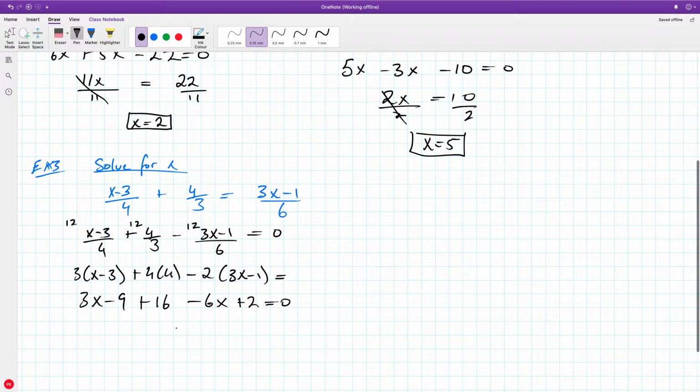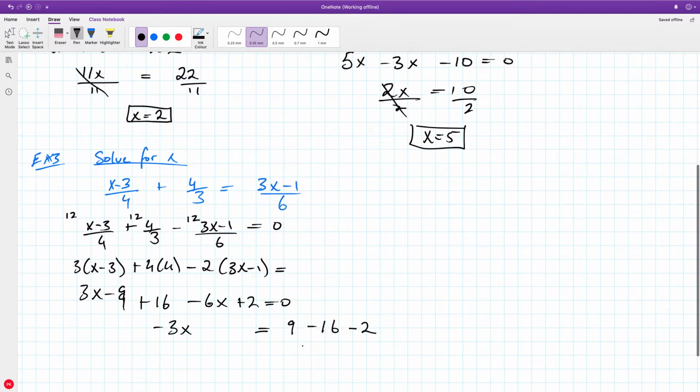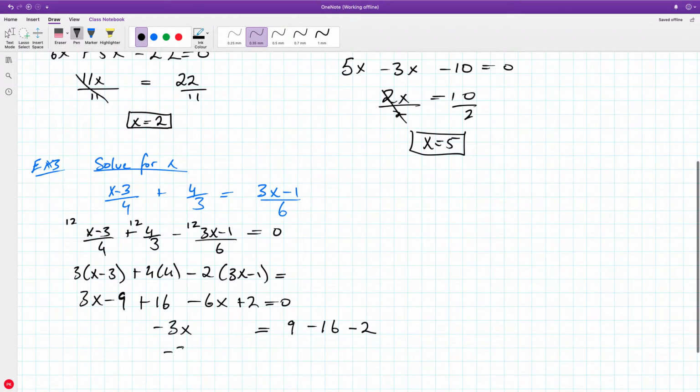On your left, 3x minus 6x is minus 3x is equal to 9 minus 16 minus 2. Plus 9 minus 16 minus 2, yeah, which is minus 18 plus 9 is minus 9, divided across by minus 3. X is equal to 9 divided by minus 3, which is 3.